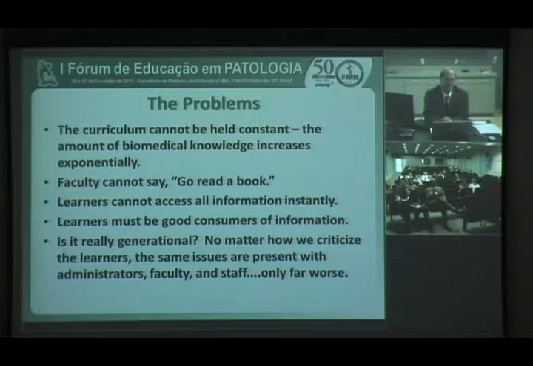And as I said before, is this really generational? I can find characteristics in all persons of all ages. Maybe some have more of them, maybe some have less of them. And I'm also fond of saying that no matter what we want to criticize our students for, I can find those same problems amongst any administrators, faculty, and staff, only far worse. And that brings up the issue then of where are the role models? The students desperately need role models for what they are trying to do and accomplish, and it's up to us to be able to serve in that capacity.